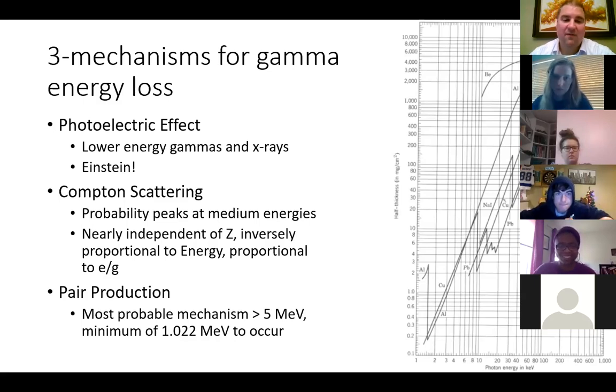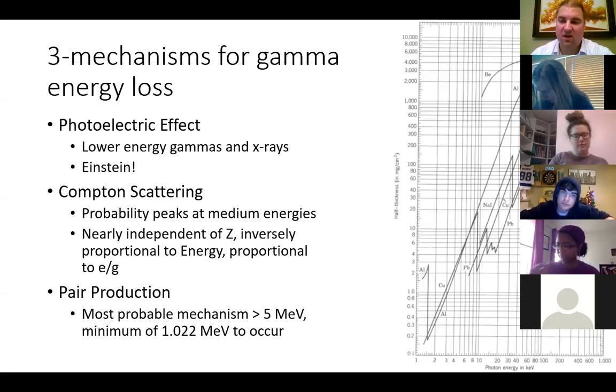So the photoelectric effect is the primary mechanism for energy loss from gamma rays when the gamma ray energy is low. And if it depends on the energy and the energy has to be low, then this is also the primary mechanism for energy loss by X-rays.